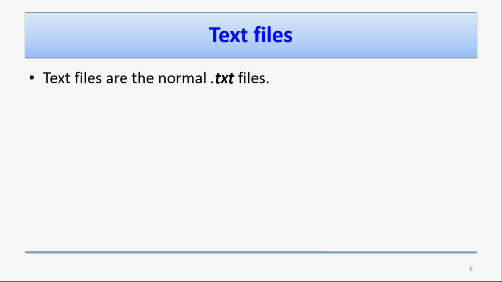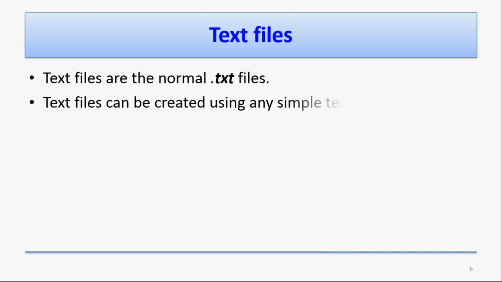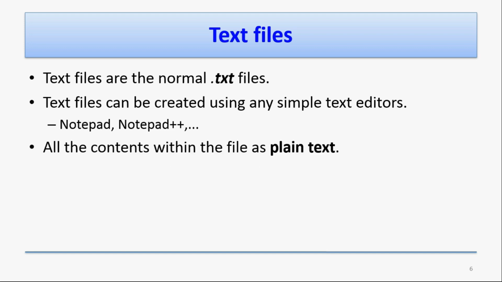So there are two types of files. We already know there are two types of files used in C programming. The first one is the text file, the next one is the binary file. Text files are normally .txt files, and text files can be created using any simple text editor, such as Notepad or Notepad++, even WordPad applications. All the contents within the file are plain text.